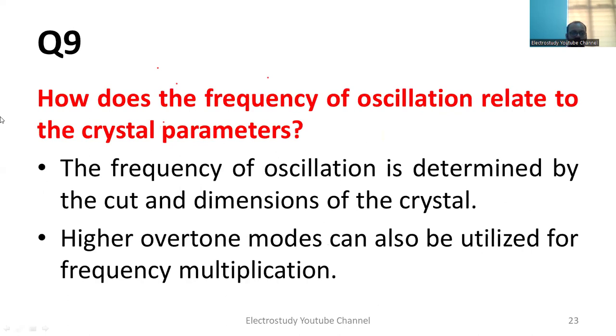Then question number 9. Please read the question. How is the frequency of oscillation related to crystal parameters? The frequency of oscillation is determined by the cut and dimension of the crystal, so it is based on the crystal which you have opted. Higher overtone modes can also be utilized for frequency multiplication. So these are the importance of the crystal and the frequency of the crystal.